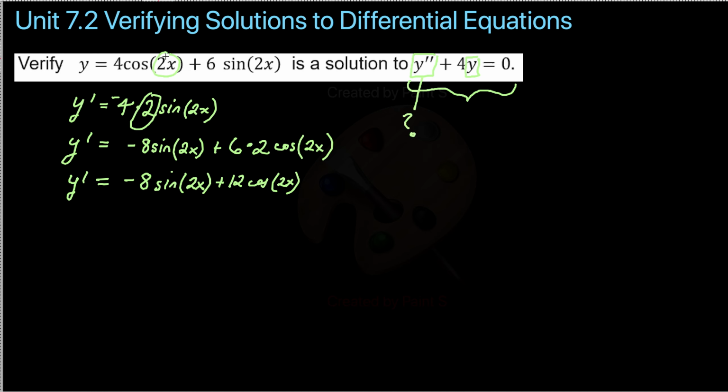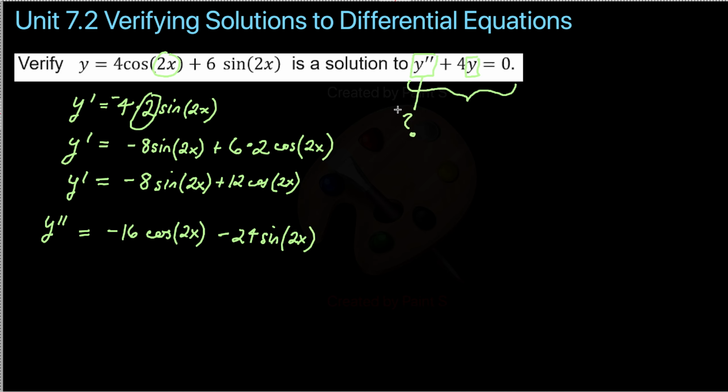I already know y, they give me that, right? So I need y double prime. So I need to get the second derivative, and I differentiate this whole thing again. The negative 8 is going to come out, times 2 by chain rule, is negative 16 cosine 2x. The 2 is going to come out again, but it's going to be negative because the derivative of cosine u is negative sine u times u prime, right? So it's going to be negative 24 sine 2x. Now I have y double prime.